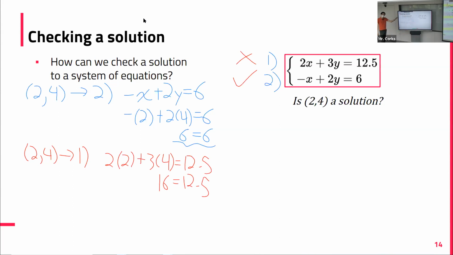It has to be on both of them to be a solution. So the checking process is the same as what we did for straight lines, except we just have to check on each part, not just one of them. So that's the simple part of this.